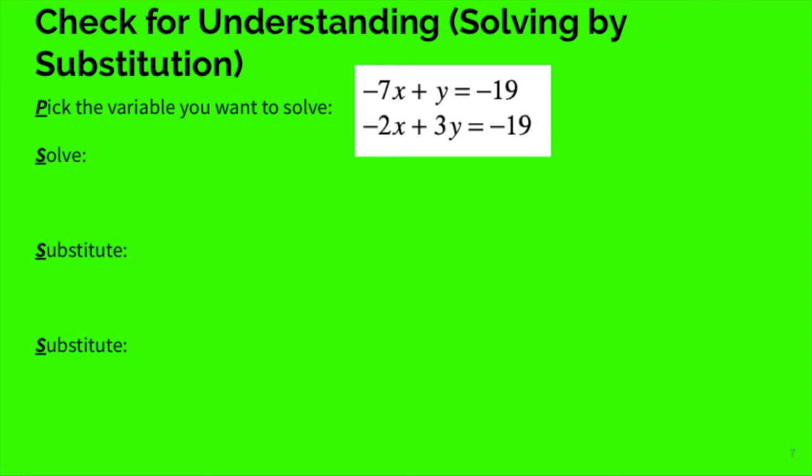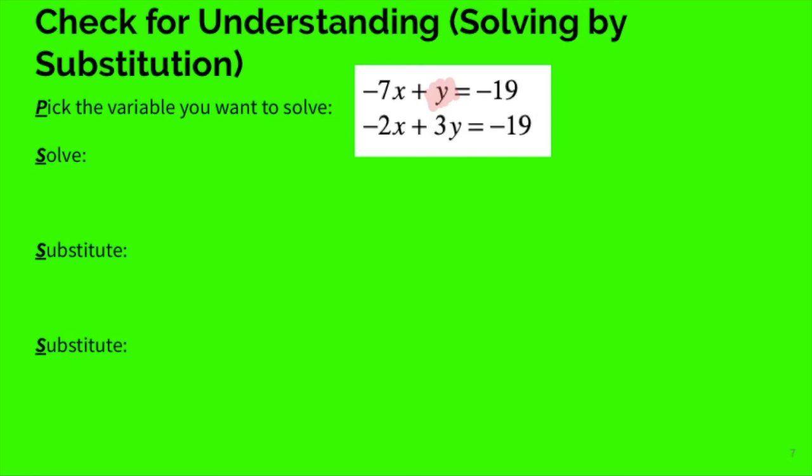Let's try it together. When I look at my system over here, I want to pick the variable that I want to solve for, and I see that this y over here actually has a coefficient of +1. If you remember your last check for understanding, this is actually the same system, so we can tell pretty easily whether we're getting the same values as last time. We're just doing it using a different method. So this y has a coefficient of +1, so that's the variable that I'm going to solve for. I'm going to highlight that just so that I know. So this is what I'm solving for.